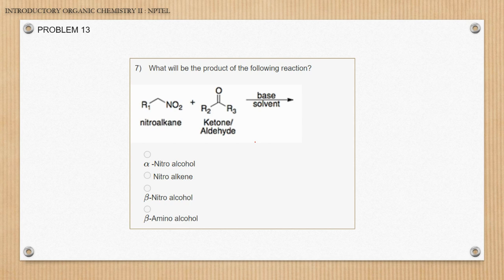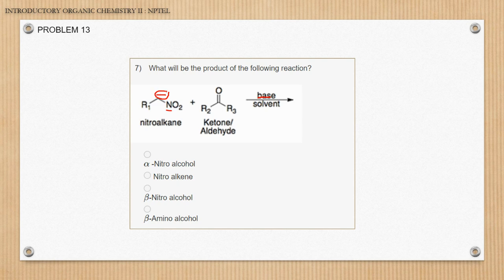So one by one we will see it. It is a base. What did base do? So base will abstract a proton. So which proton is abstractable here? Adjacent to nitro. So this is the acidic proton because of the nitro. This hydrogen, nitro is an electron withdrawing group. That is why it is making these hydrogens acidic in nature.